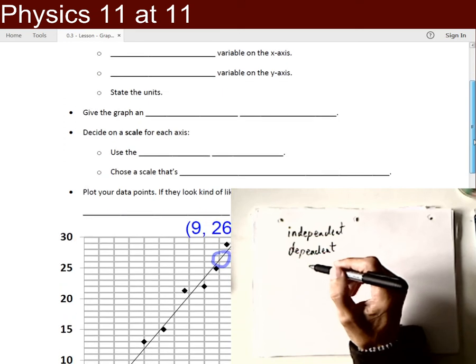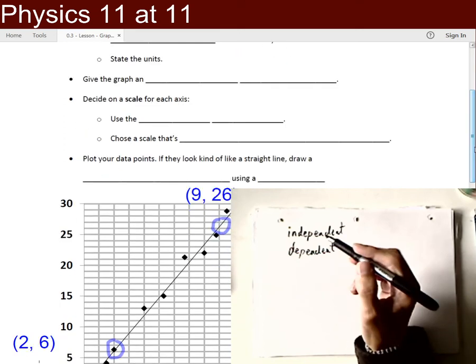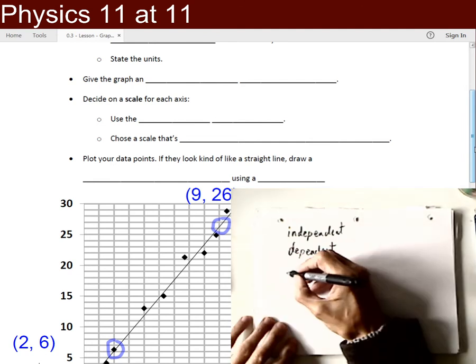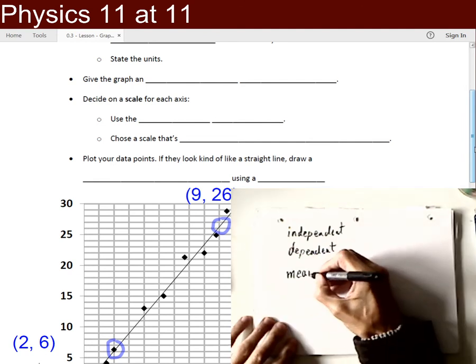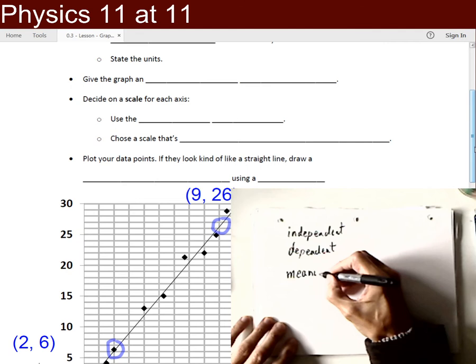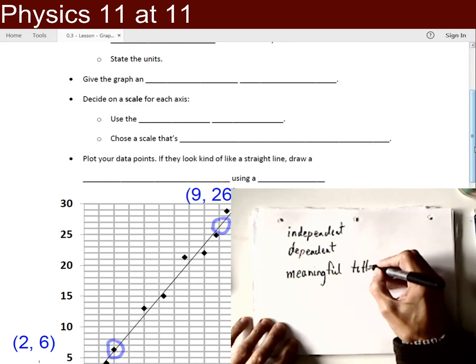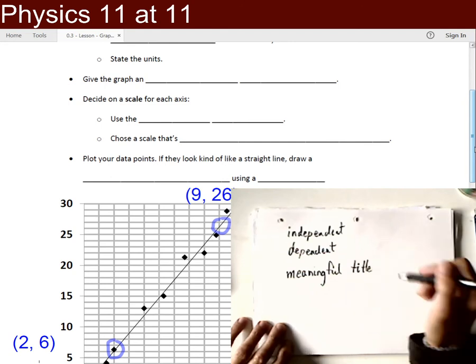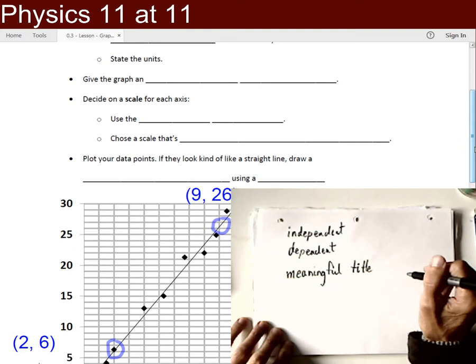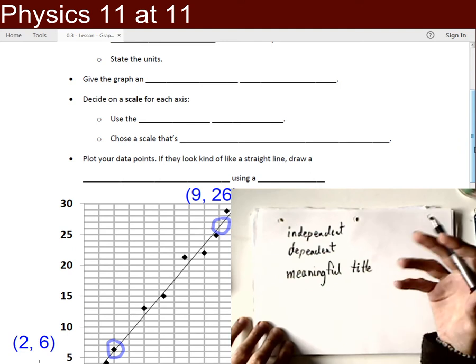Second part is give the graph a meaningful title. It says AN, but I think we can just think about it like this instead. Give the graph a meaningful title. Okay, because the graph is about communicating something to the reader. So make sure that the title actually communicates something.